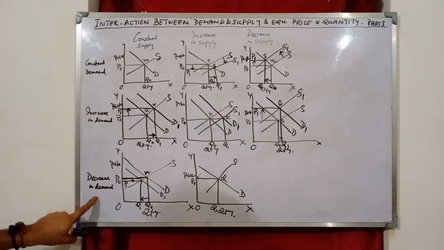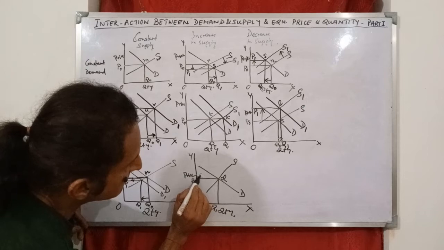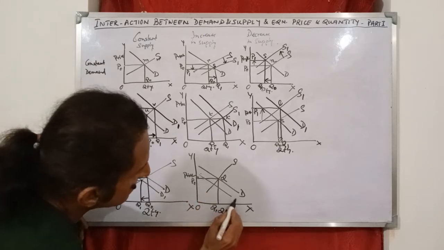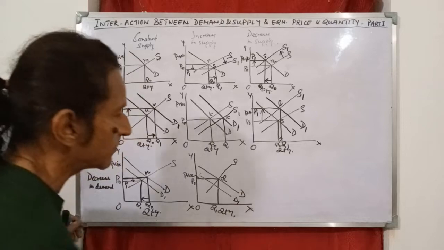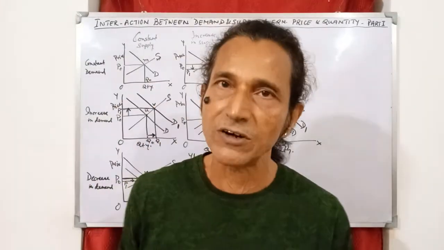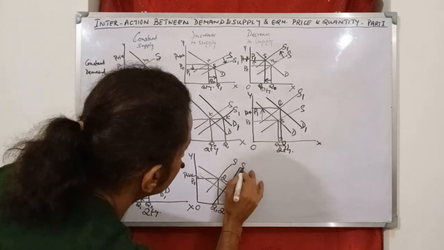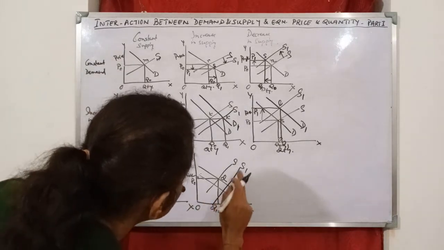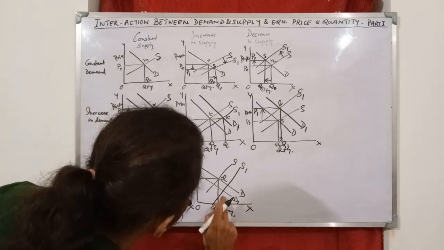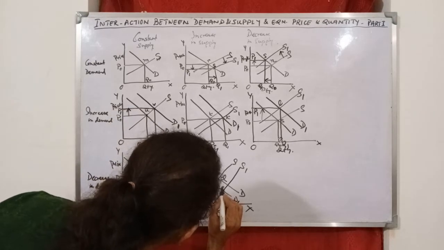Now demand is falling and supply is increasing. When demand is falling, the demand curve will shift leftward parallelly. Let D1 be the new demand curve. And when supply is increasing, the supply curve will shift rightward parallelly. So let this be the supply curve S1. S1 and D1 intersect at this point. Let this point be E.